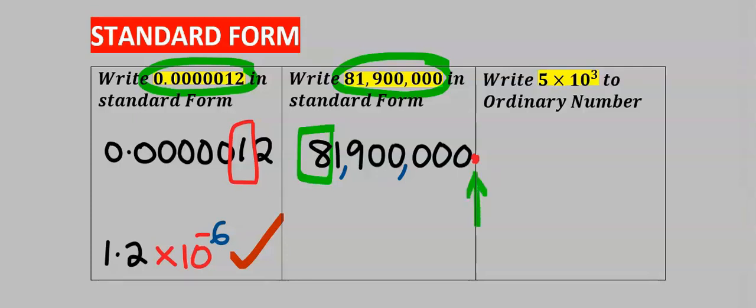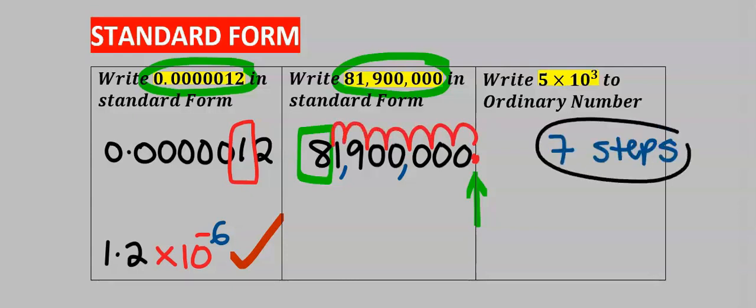Step number 3. Move the decimal to the front of the first significant number. That is 1, 2, 3, 4, 5, 6, 7. Here we have 7 steps in the movement, and we're going to have 8.19.